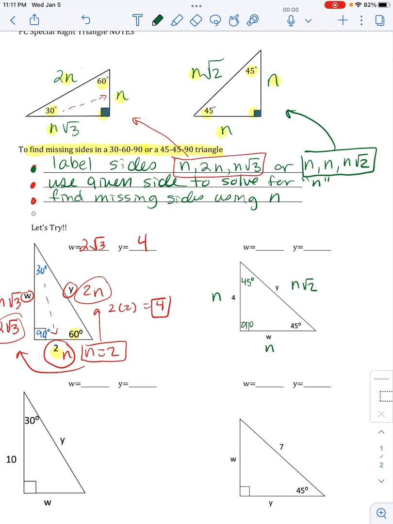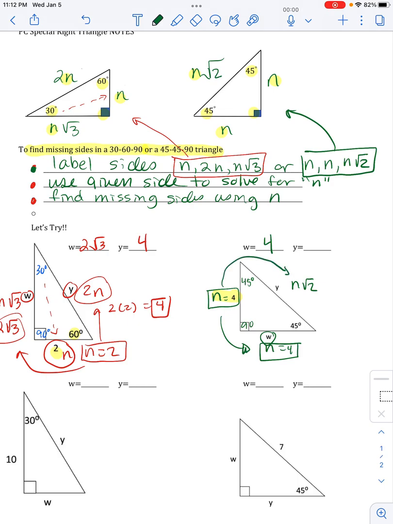So now I'm going to use my given side. Where's there a given side? Right here. They gave me the 4. All right, so I still don't have to solve for n really, because I can just look at it and know that the n is 4. Well, the side down here is pretty easy because if n is 4, then n is still 4. So side w is 4.